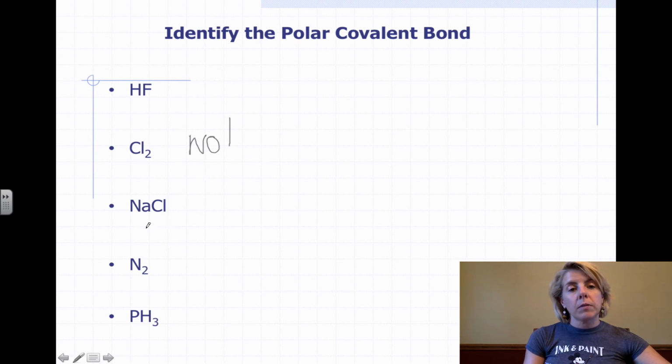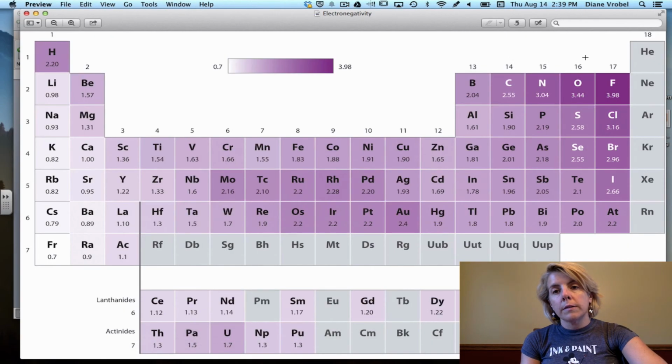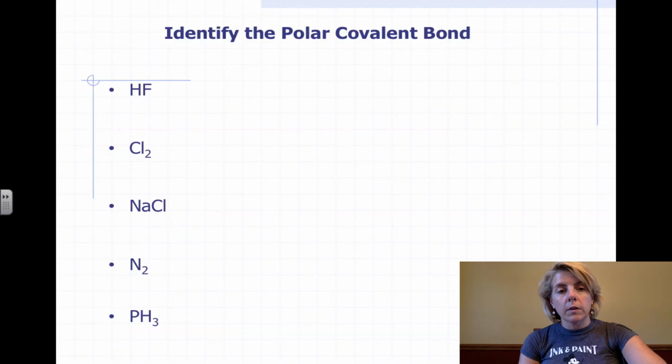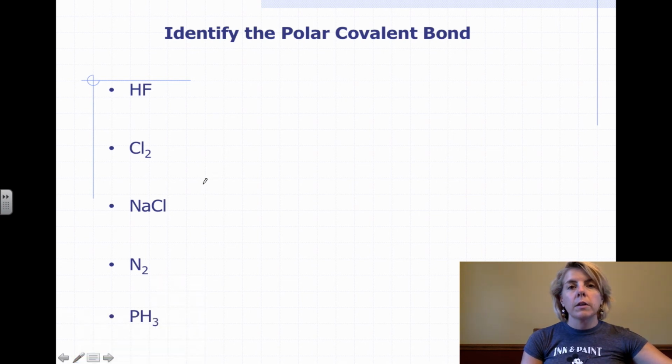Okay, here's the last one. We have sodium chloride. So let's go to the periodic table and take a look at that. Okay, so here's sodium. It's light in color, and here's chlorine. It's darker in color. It's not as dark as fluorine, but it's definitely darker than sodium. So the question is, is this polar covalent? So looking at this molecule, is it polar covalent? No. Why is it not polar covalent? Sorry, my N looks terrible. It's ionic.